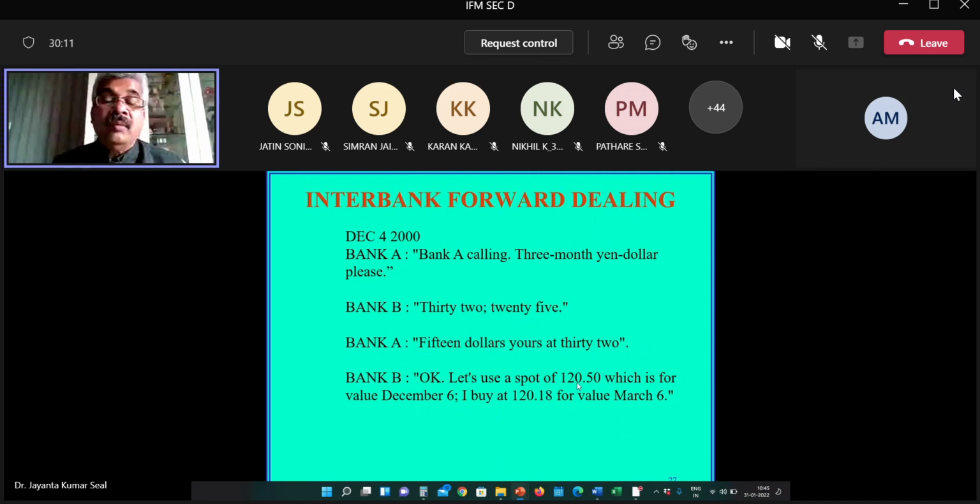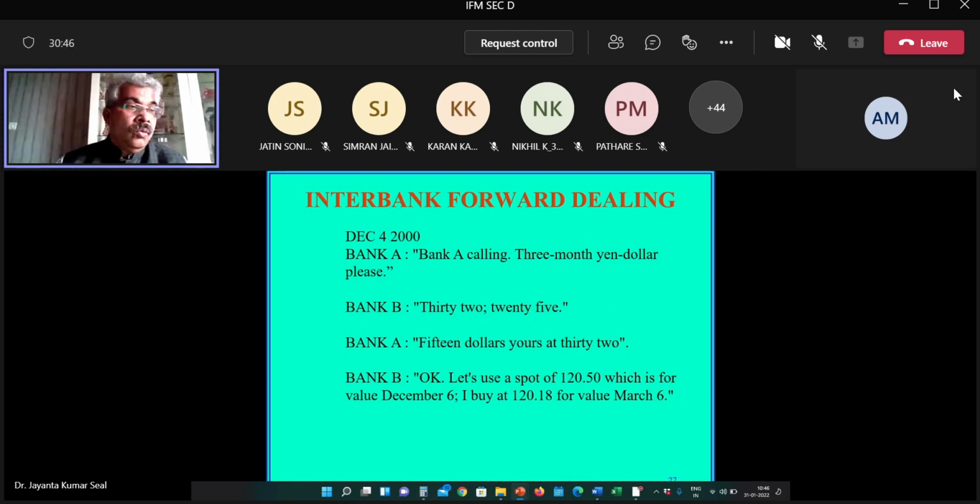So 120.5, if you buy a spot rate, spot value date would have been December 6, as you know, 2 days of grace days. So the forward value date will be March 6, because after giving 2 days of grace from today's date, which is December 4. So from 120.5, if you deduct 32, it comes to 120.8 for value March 6. And of course, after that, they will exchange the banks, everything, and confirmatory notes. Okay, so this is how the forward transactions take place.